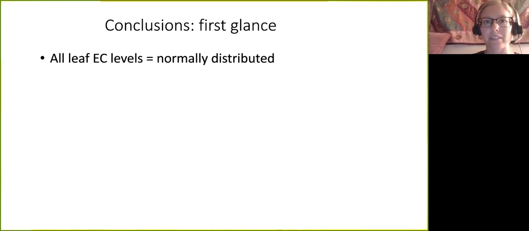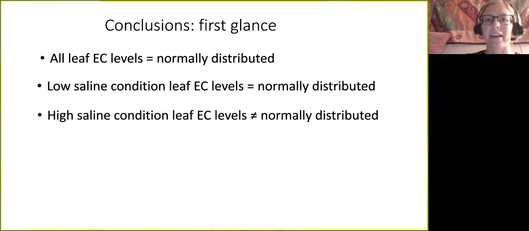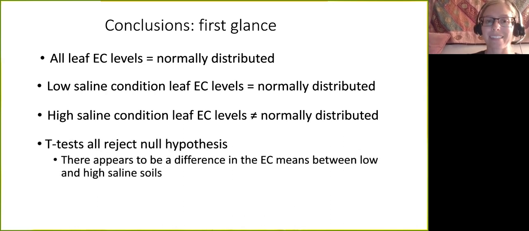Well, all of the leaf EC levels are normally distributed. Thumbs up, I like that. The low saline condition was normally distributed, also great. High saline condition was not normally distributed, not as great. The t-test, I'll reject the null hypothesis, saying there appears to be a difference in the EC means between low and high saline soils. So that's saying there might be something behind my whole question I was asking at the beginning.